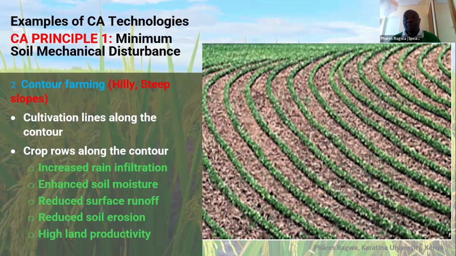So this contour farming will act as a barrier against any runoff. And when this happens, then we encourage the infiltration of water into the soil. And when we do that, the end result is that we shall have reduced the erosion that would have otherwise occurred on our land.